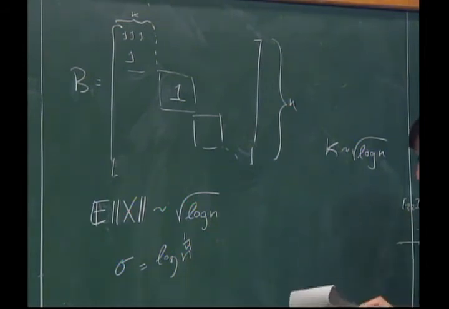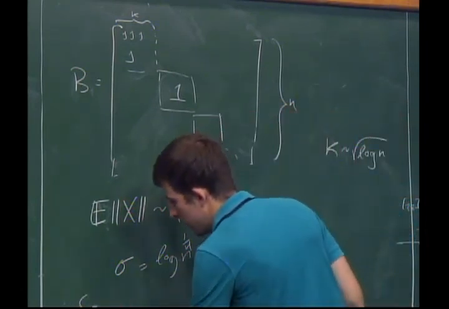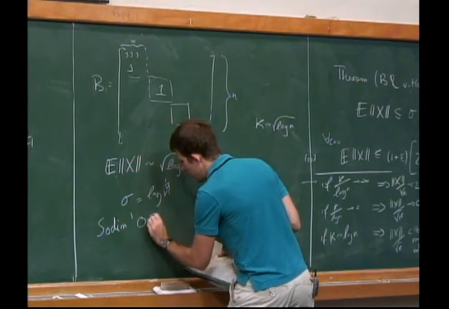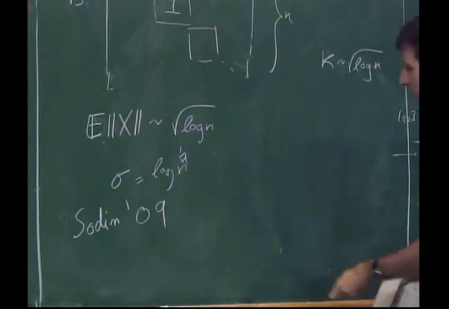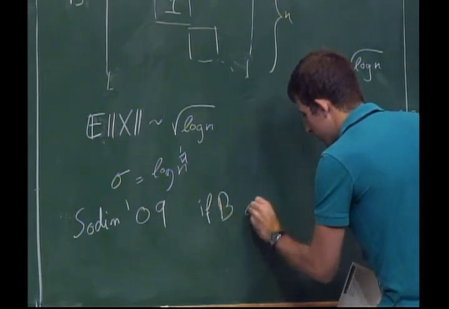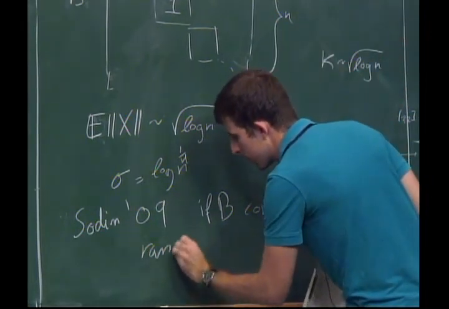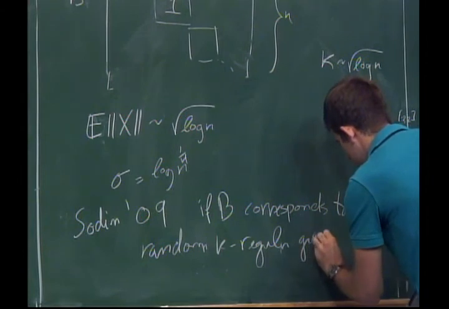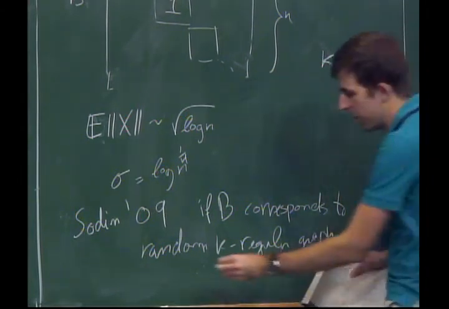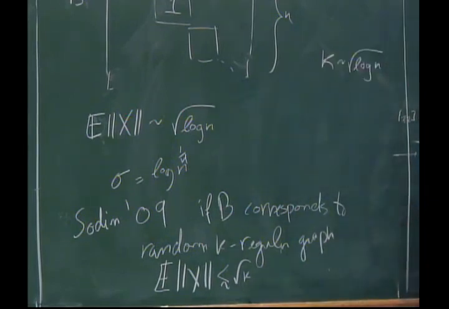But there is a result by Sasha Sodin, in 2009, saying that if instead of having this graph made of cliques, you have a random k-regular graph, so if B corresponds to that, it doesn't matter how small k is, you still have that the expected value of the spectral norm of x is essentially square root k, even for k constant. So in particular for k equals square root log n.